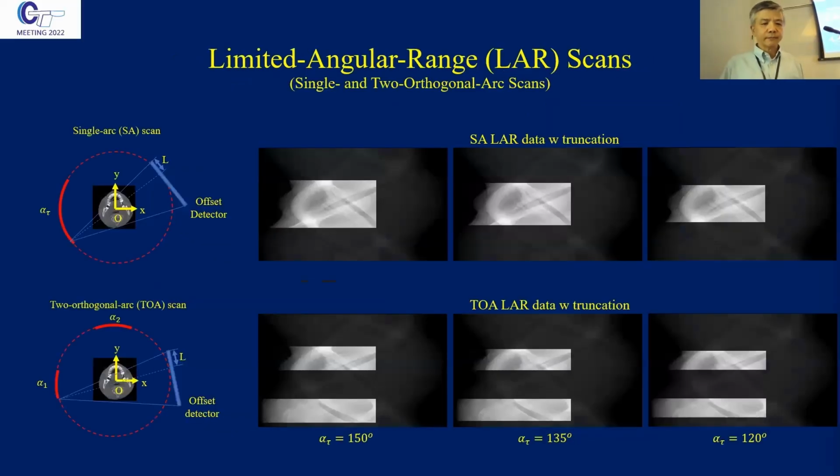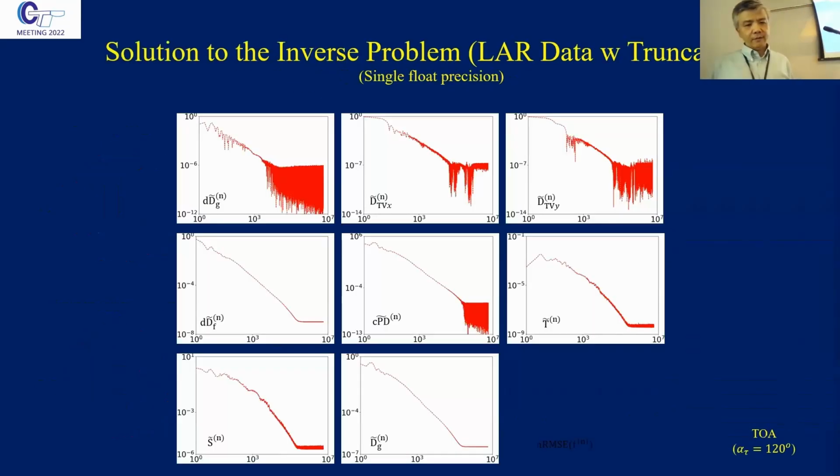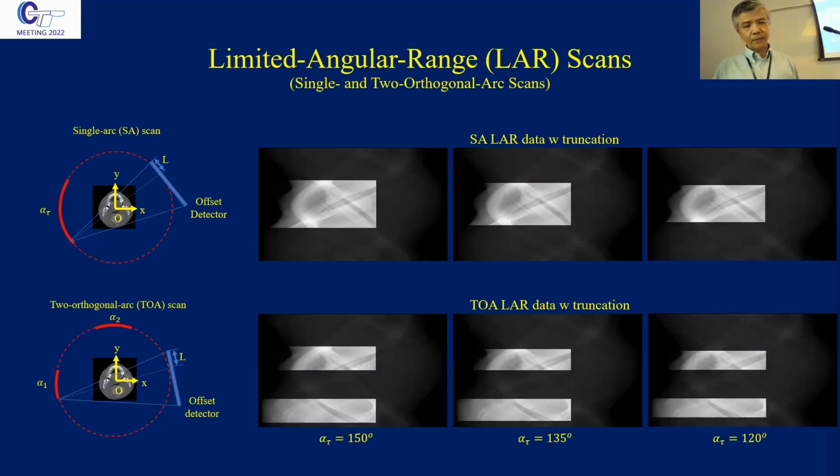So anyway, with that, we are in the position to look at the limited angle range problem, or the truncation data. Those are the sets of limited angle range configurations we look at. The first row is a single angular arc. And the second one is two arcs orthogonal to each other. And the reconstruction is from those.